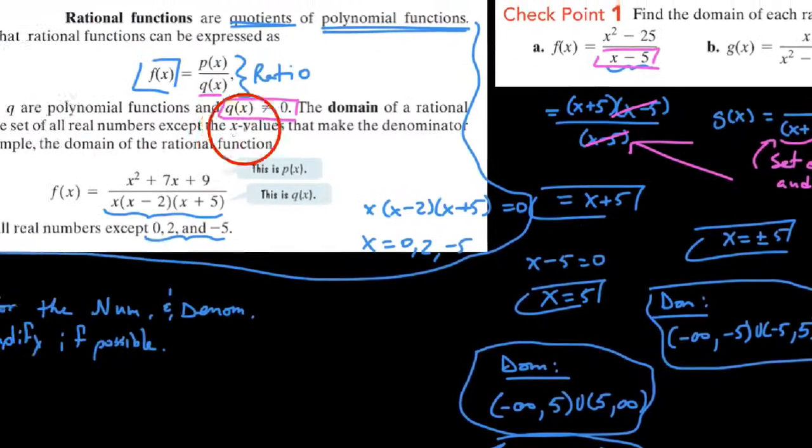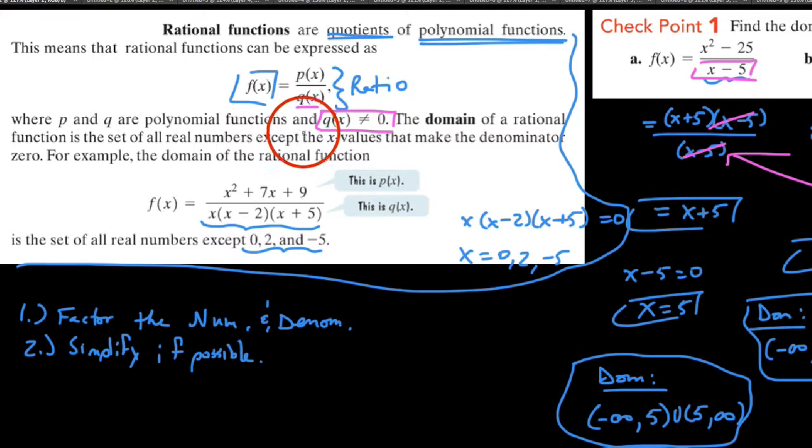But that's what a rational function is: a ratio of two polynomials, and the domain is always all real numbers except for where the denominator might equal 0. Cheers.